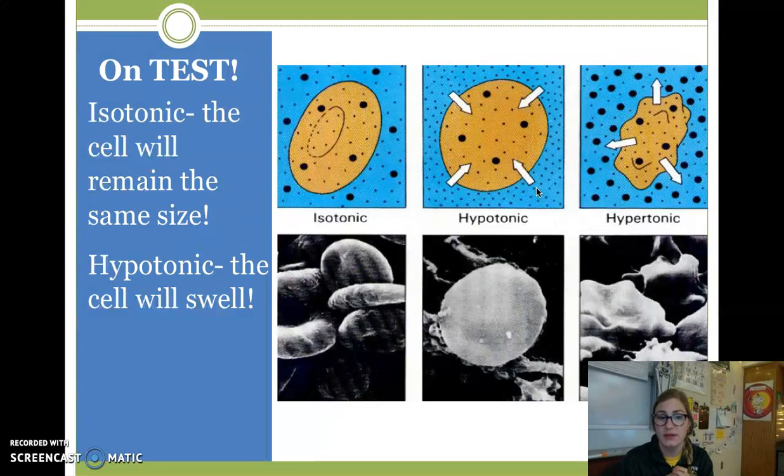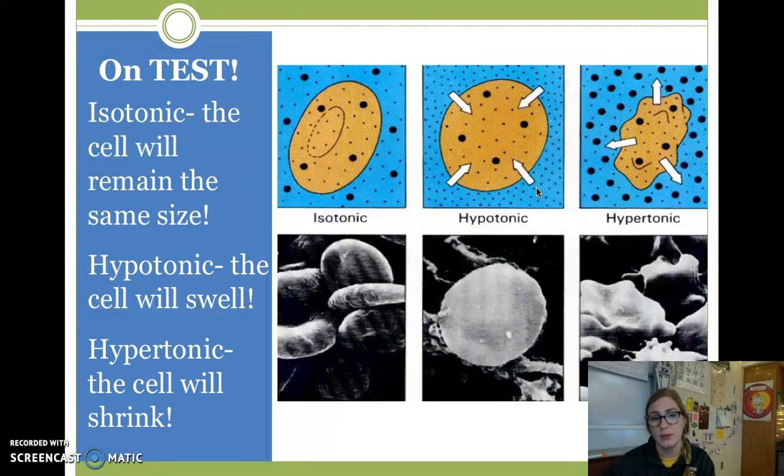So hypotonic, the cell will swell, but I have another rhyme for you. Hypotonic has low solute and will grow. So hypo, low, grow. If you can remember those 3 words, hypo, low, grow, you're going to be set. And finally, we have hypertonic solutions, because hypertonic refers to a lot of solutes on the outside of the cell.